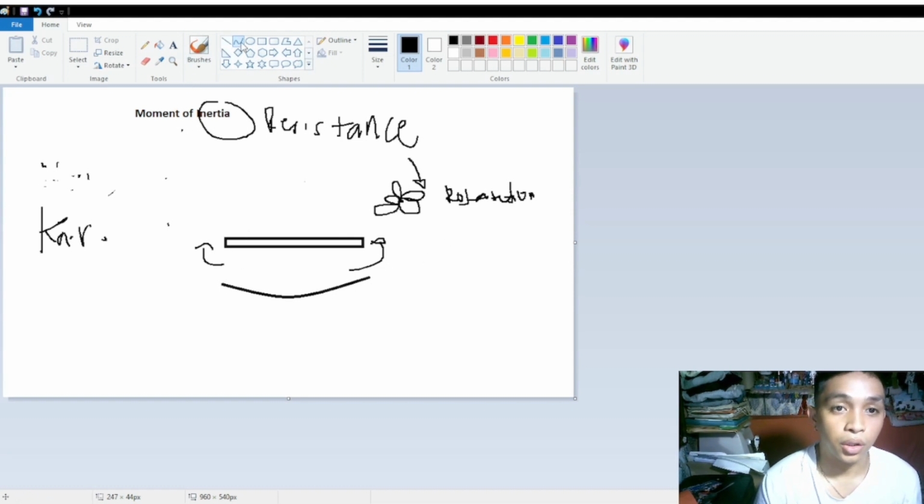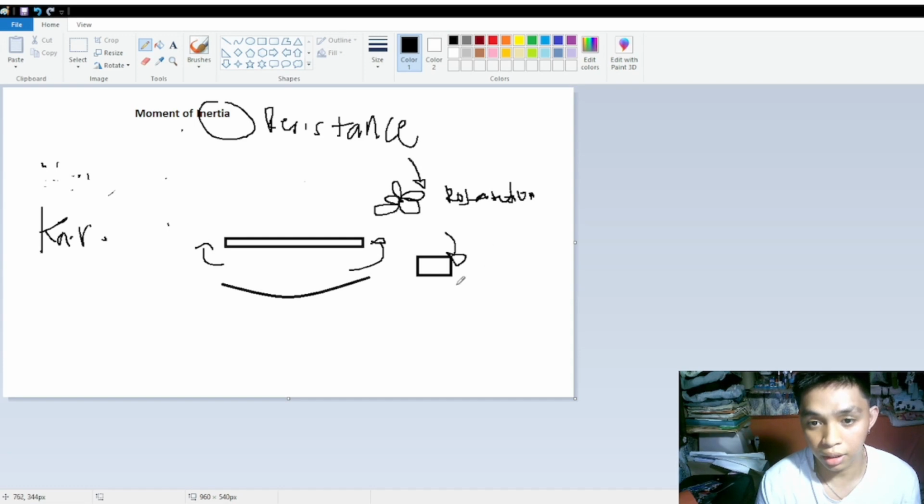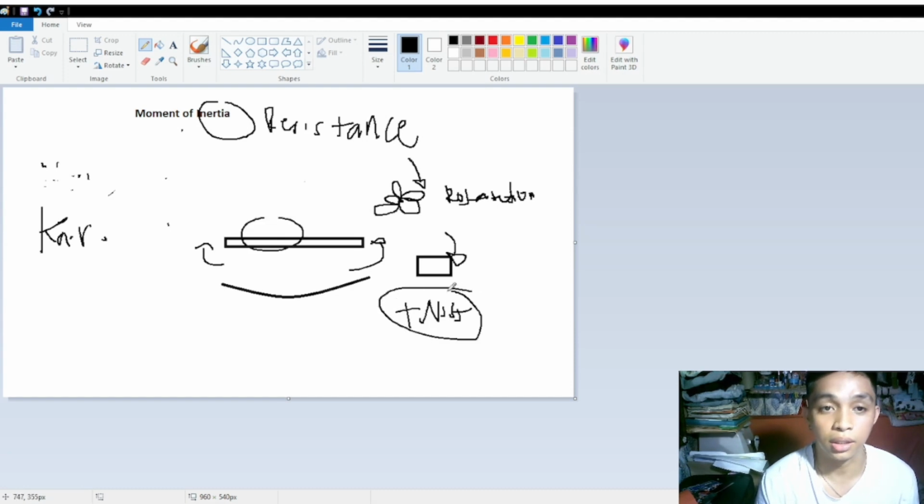What about when you apply a moment to a cross section? For example, you have a cross section right here and you apply a moment right here, the tendency is that this cross section will twist. So basically our topic for today is the moment of inertia as resistance to rotation, bending, and twisting.